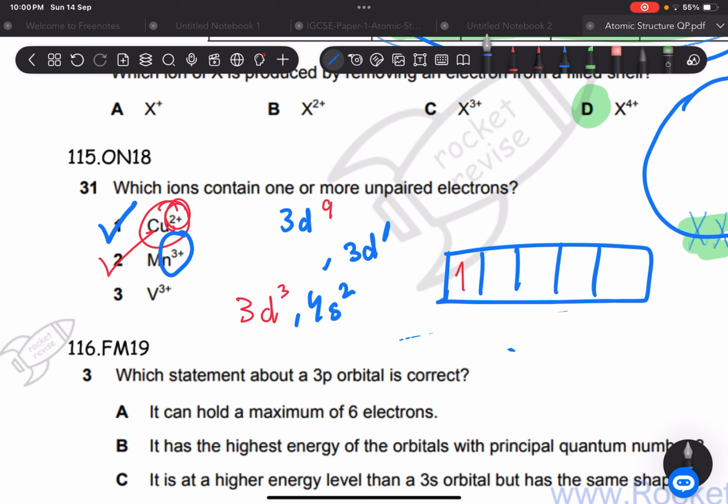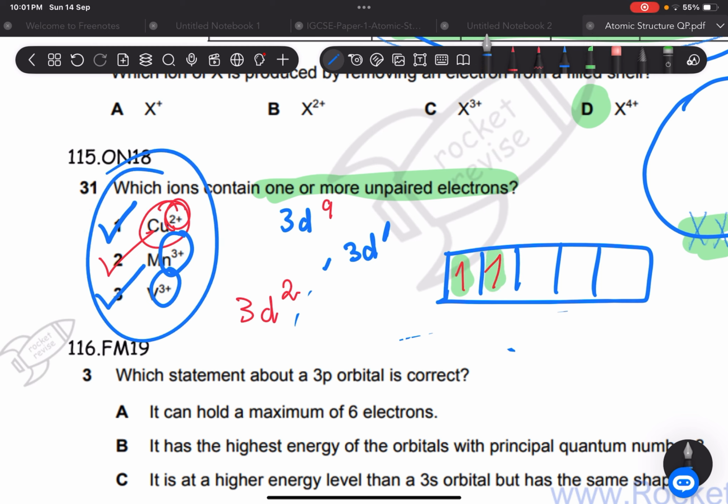And now we have to take out 3 electrons. The first 2 electrons we're going to take from the 4s shell, and then the 1 electron we're going to take out from the 3d shell. So it's going to be 3d. Since we took out only 1, it's going to be 3d2. So 3d2 means like this. So it also has 1 or more unpaired electrons. It has 2 unpaired electrons. So this is also going to be correct. So all 3 of them have 1 or more unpaired electrons.